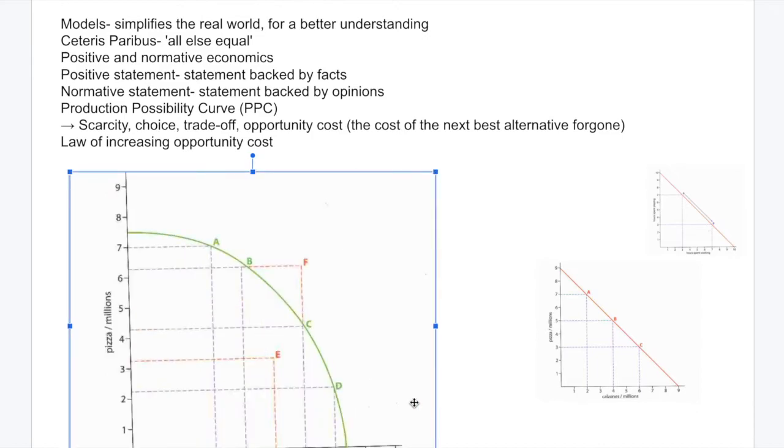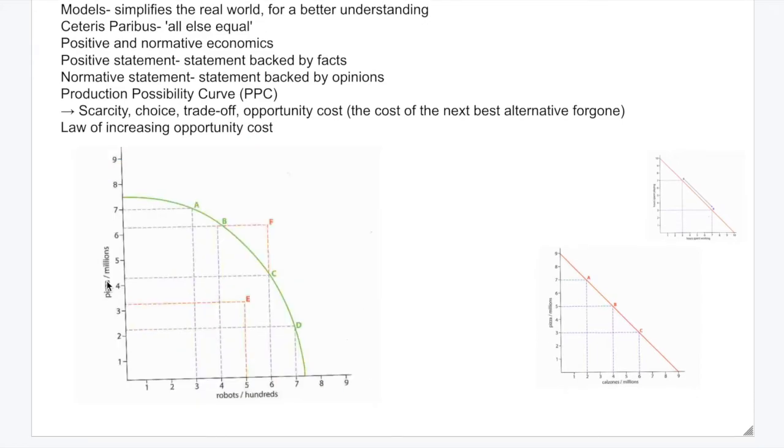But this is different here. But why is it different? It's because the two goods that we're considering here use completely different resources. So we have here pizza for the y-axis and robots for the x-axis.